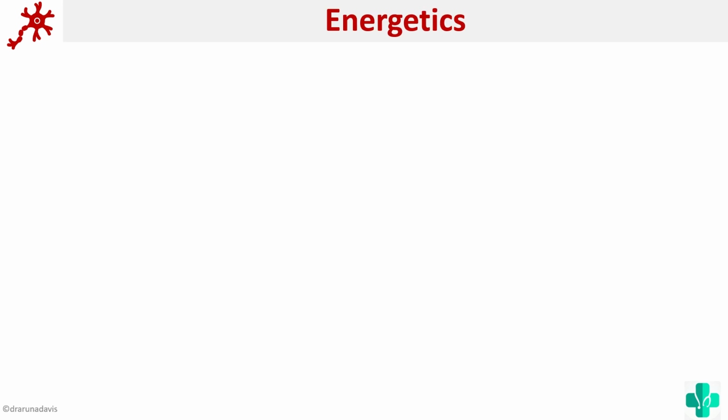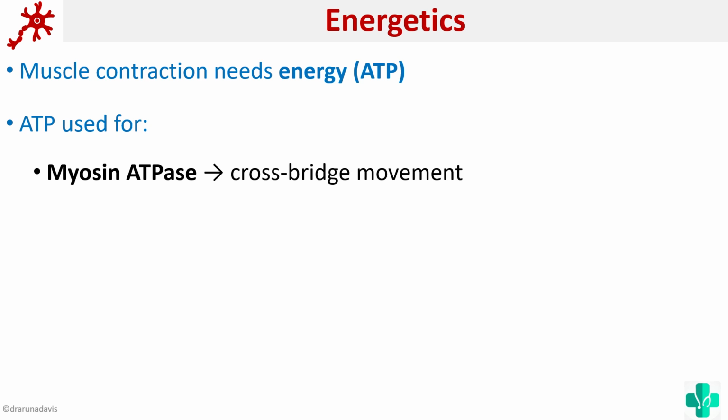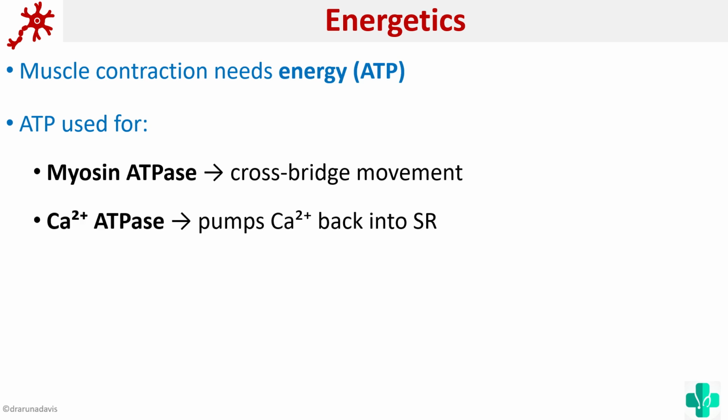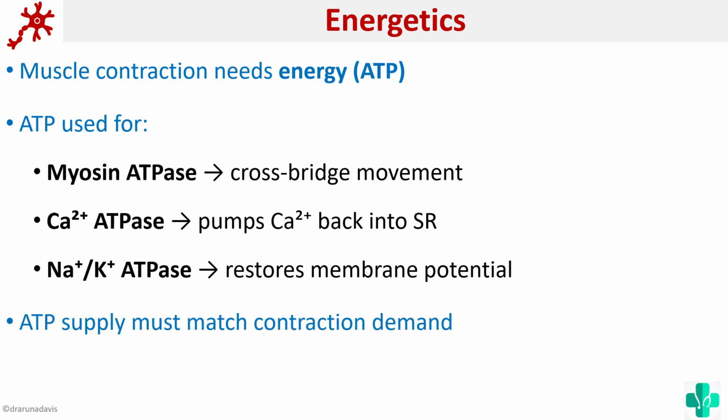So we know that for muscle contraction, the muscle needs energy in the form of ATP, that is adenosine triphosphate. Why does the muscle need ATP? Remember, we have different pumps that act based on the energy obtained from ATP. For example, we have the myosin ATPase, which is required for the cross bridge movement. We have the calcium ATPase, which pumps the calcium back into the sarcoplasmic reticulum. And we also have the sodium potassium ATPase pump, which is required to restore the membrane potential. So all this requires ATP, and for muscle contraction to occur, the ATP supply must be sufficient.